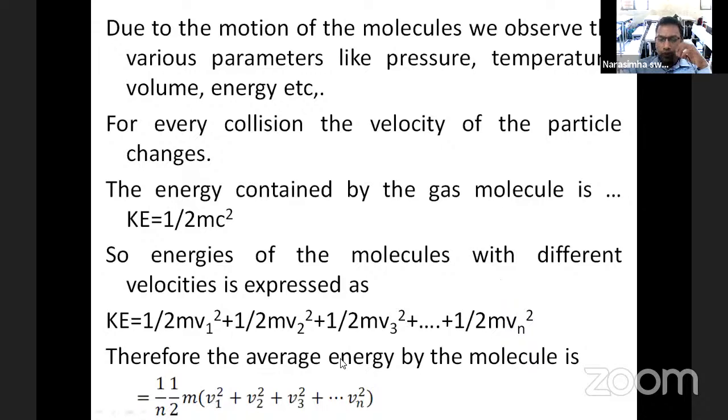Therefore the average energy of the molecules is given by 1 by n, which means we are adding up and dividing by n. All the halves are common, m is also common, and all the velocities are variable, so they are kept in the bracket: v1 squared, v2 squared, and so on. So this is the expression.